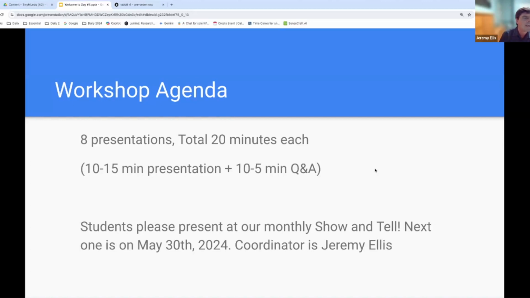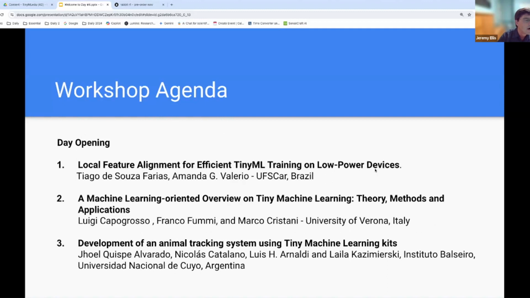The first presentation is the local feature alignment for efficient TinyML training on low power devices. Tiago's going to do that. Many of the presentations have a small video pre-made, and then they'll speak for a little bit. So number 2, machine learning oriented overview on tiny machine learning, theory, methods, and applications. And Luigi's presenting that one.